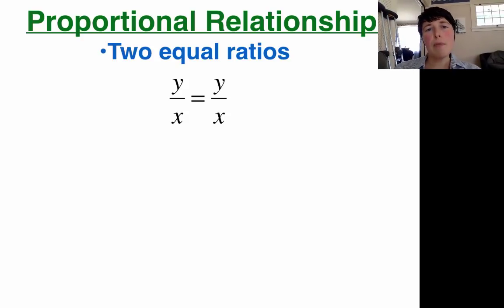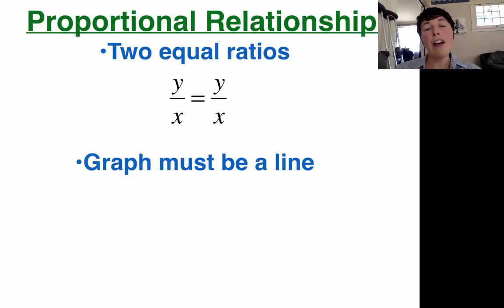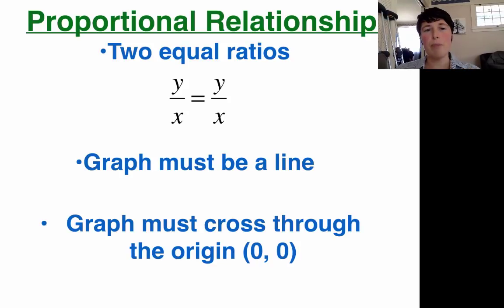But there's something else about proportions that we can write down. The graph that you make for a proportion has to be a line, which both of our examples are, so that's good, but it has to be a line. That's very important. And here's the third bullet point. The graph must cross through 0, 0, which is called the origin of the graph. We call that the origin. The line must cross through the origin at 0, 0. Now, if all three of these bullets are true, then you have a proportional relationship. But all three bullets must be true. You got to have two equal ratios. It's got to be a line. It's got to go through the origin at 0, 0.